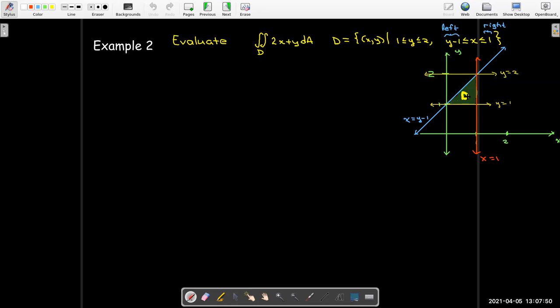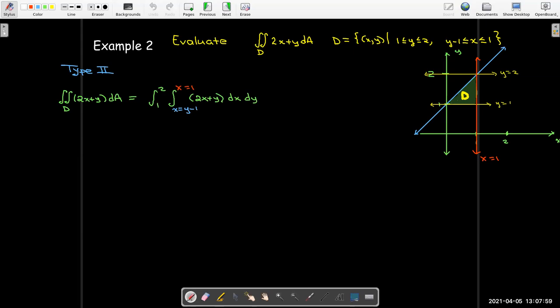And since we have a left curve and a right curve, this is a type 2 region. And we'll evaluate it using this formula. So the outer integral is going to be dy with constant bounds 1 and 2. The inner integral is going to be with respect to x. And for our formulas, we always do right on the top and left on the bottom. The big thing goes on the top, small things on the bottom. As x goes to the right, it gets bigger. So that's why x equals 1 is on the top. x equals y minus 1 is on the bottom.